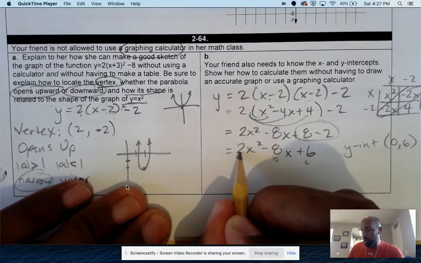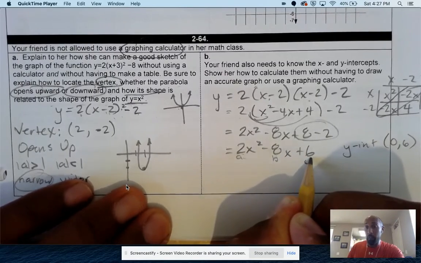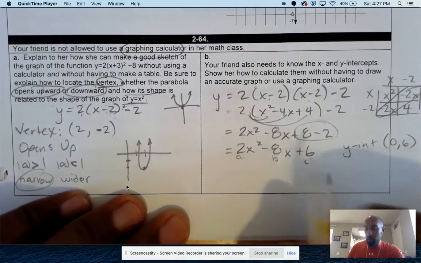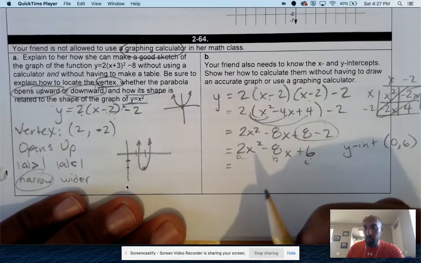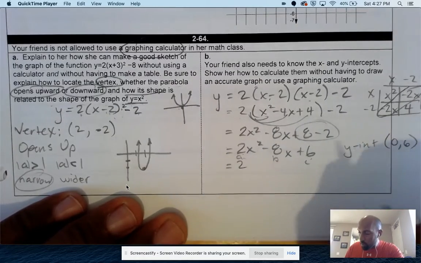Now what I notice right away, guys, is that there's a 2, an 8, and a 6. What can divide into 2, 8, and 6? Well, 2. So it's a common factor. So what I'm going to do is factor out that common factor. So 2 is a common factor.